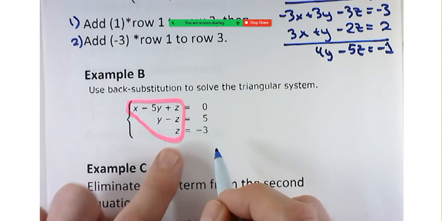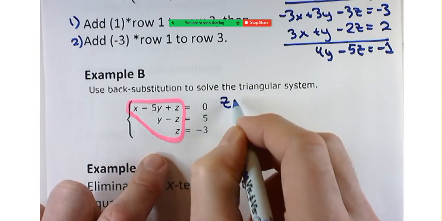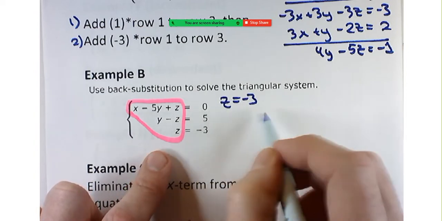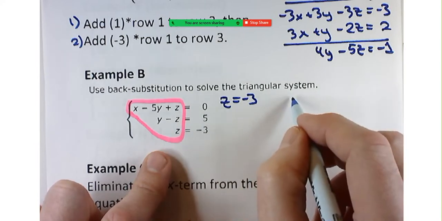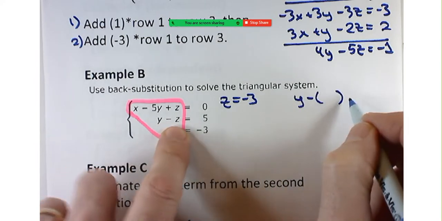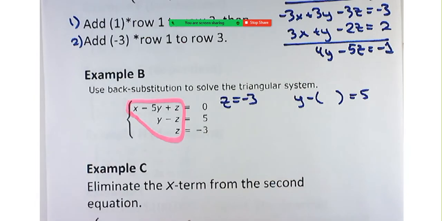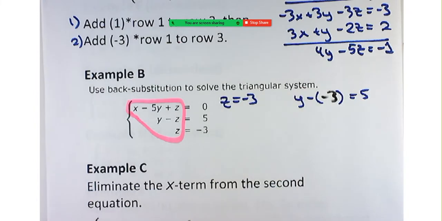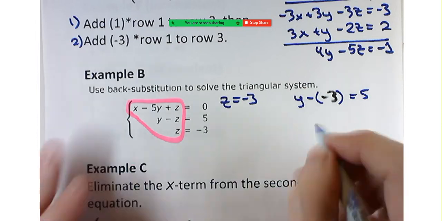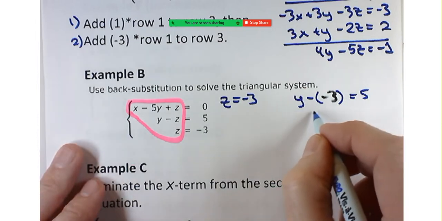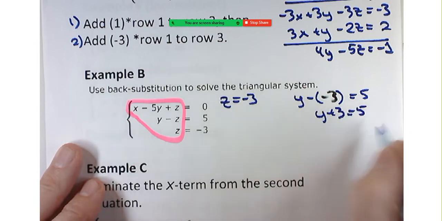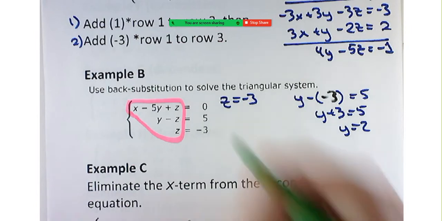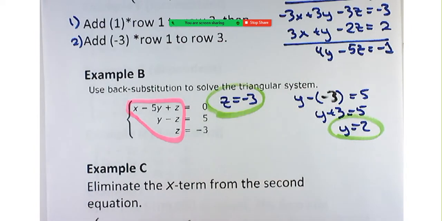Now, if you're asked to solve this, well, I already know what z is, right? Z is -3. But knowing z is -3, I can put that into the second equation. Y minus -3 equals 5. So if I put in -3 here for my z, that becomes y plus 3 equals 5, or y equals 2. Hey, look at that. 2 down, 1 to go.